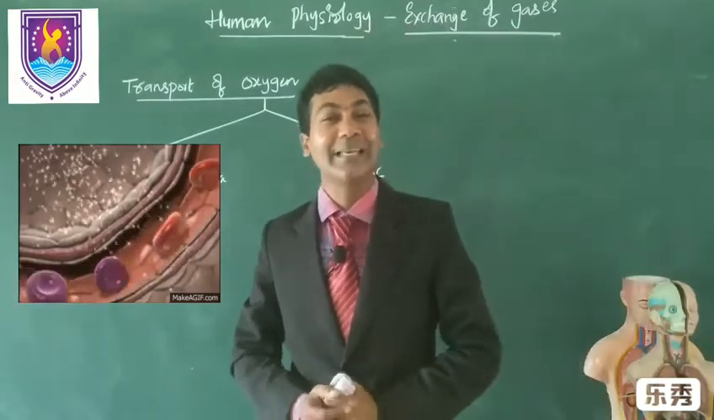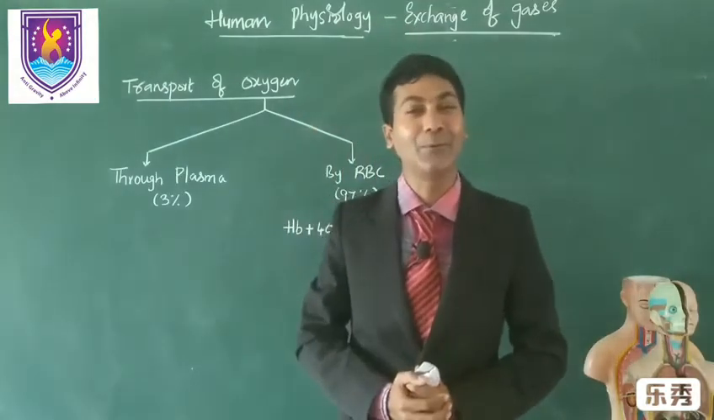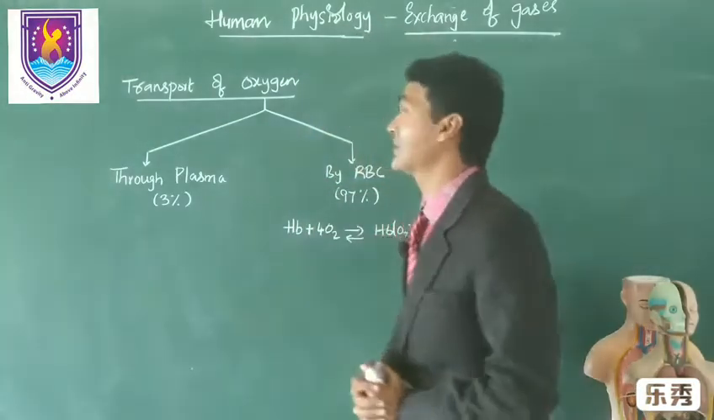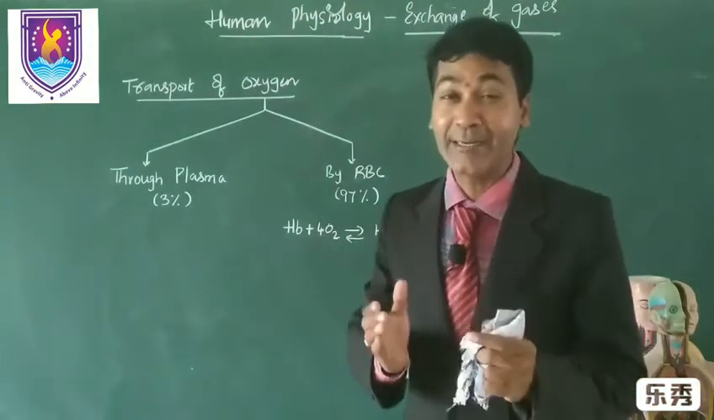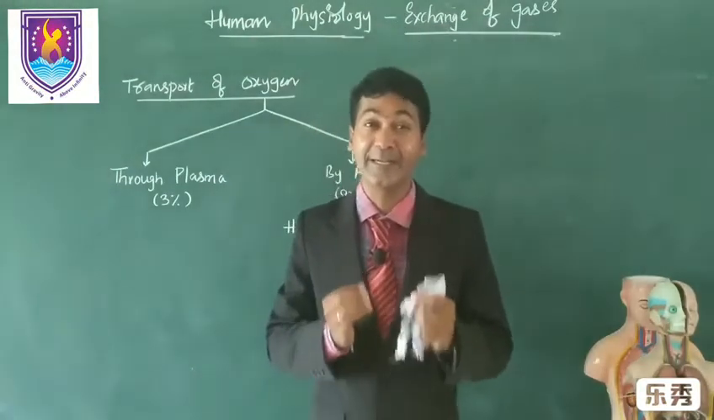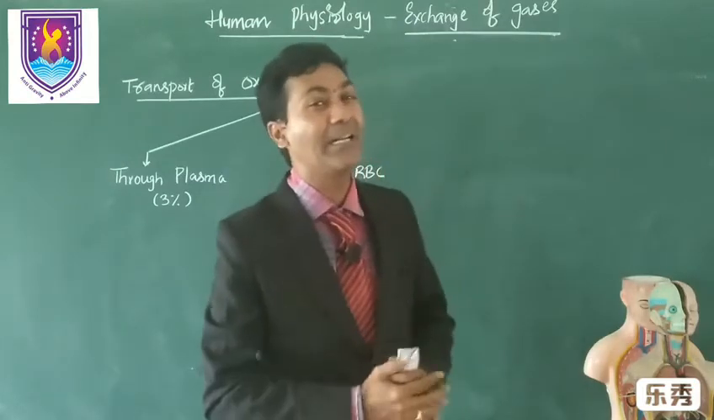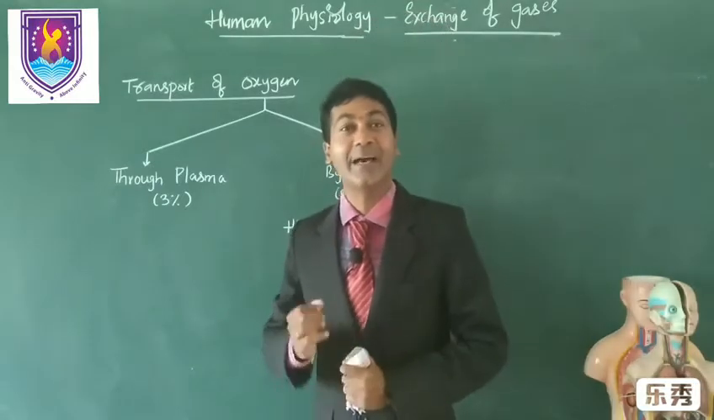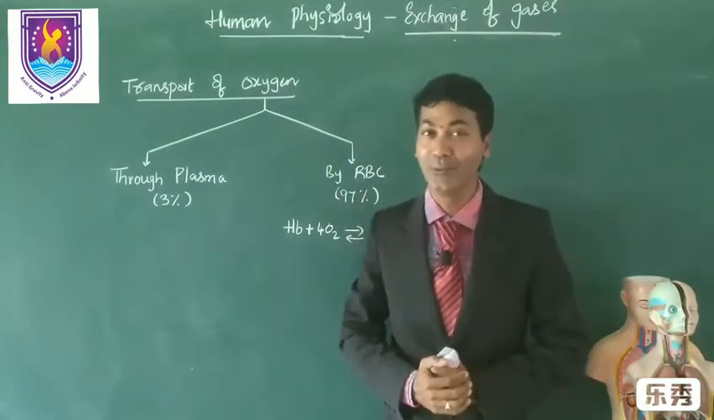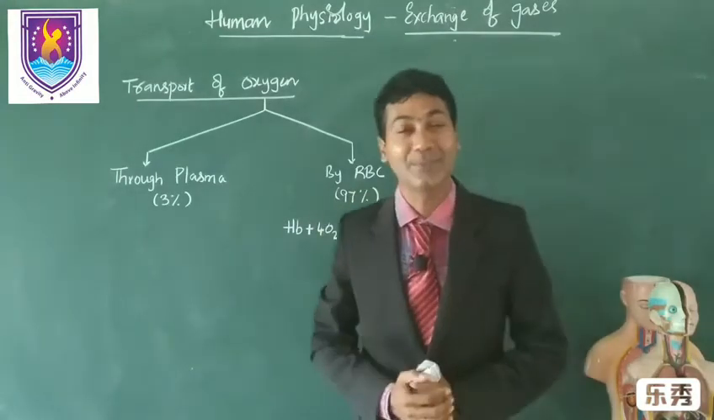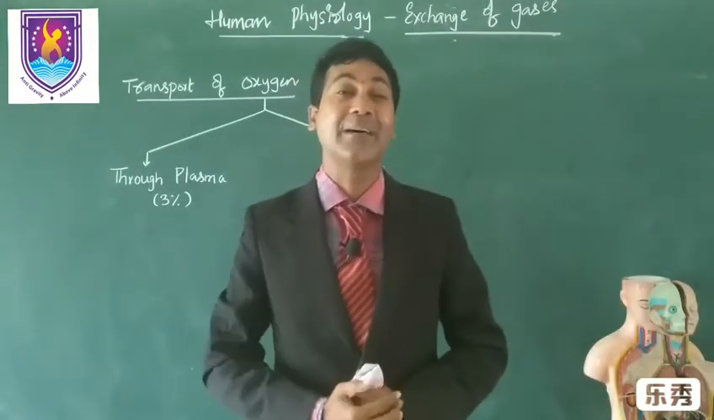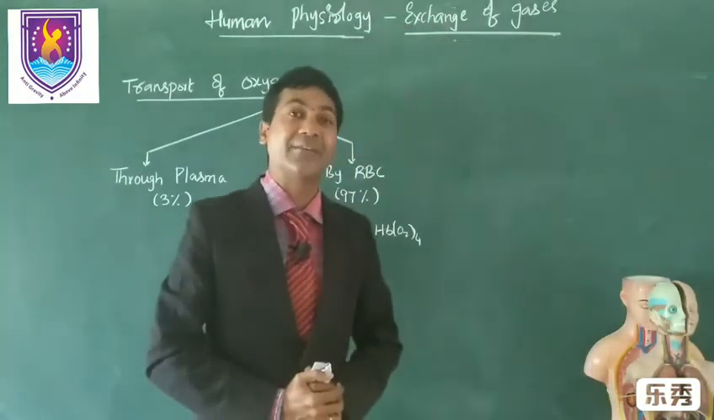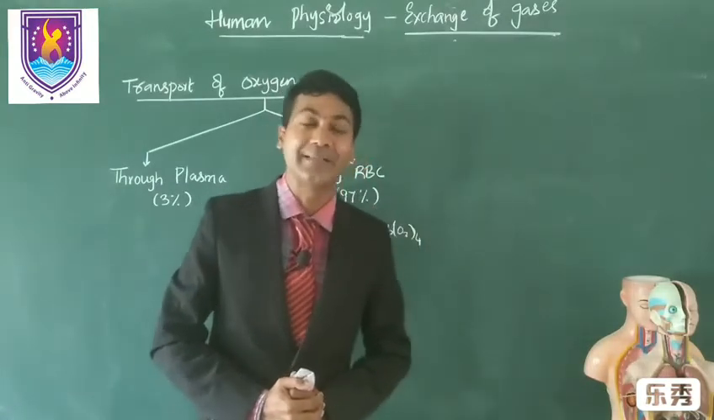So my dear students, in this session I am going to tell you the transport of oxygen with the help of blood. Transport of oxygen by the blood. So 100 milliliter of blood, oxygenated blood, carries 4 milliliter of oxygen under normal condition. So, blood carries oxygen with the help of two modes. One is through plasma. About 3% of oxygen is carried by the plasma and 97% of oxygen is carried by red blood cells.